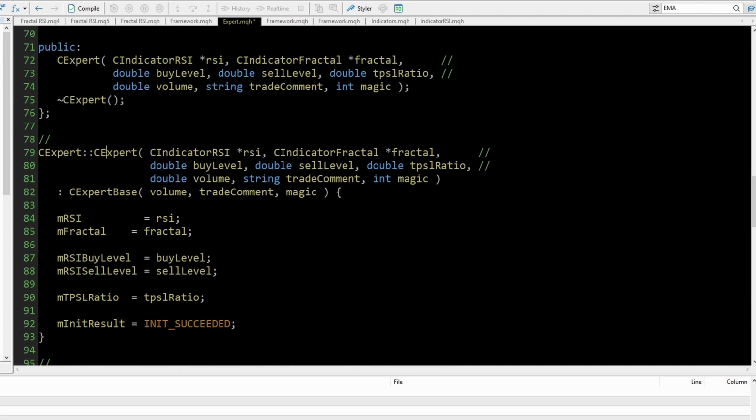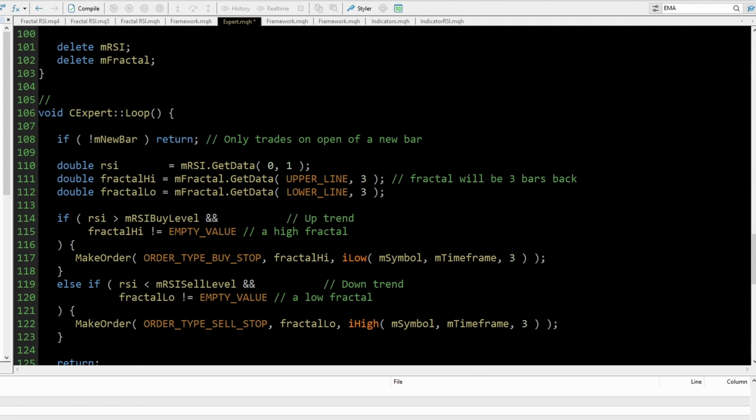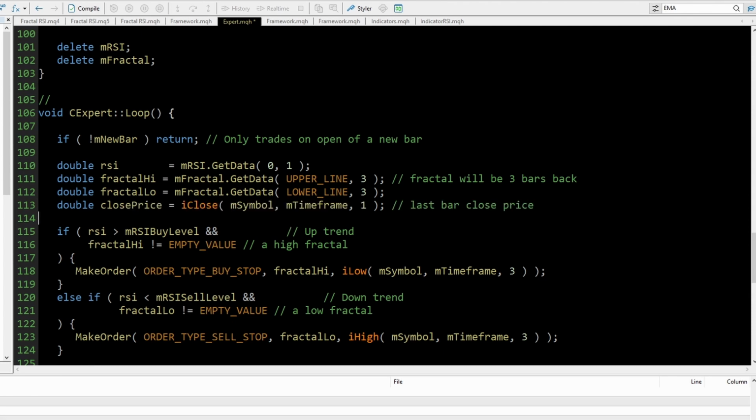Here in the constructor, I want to initialize that buy price and the sell price. So I'm just setting them to 0, and if these are 0, then I won't place any trades. So I'm waiting until the first time I reach a fractal of either the high or the low, and then that will set this buy and sell price. Down to the loop, because I'm looking to see if a bar has closed above or below the buy or sell from the fractals, I just want to capture the close price of the recent bar. So double close price equals iClose symbol time frame bar number 1. That is the closing price for the last bar.